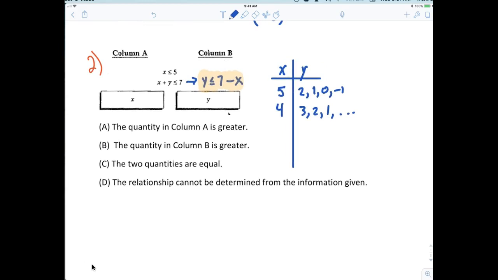Let's just do one more. If I let x be 3, then it would be what? 4, 3, 2, dot, dot, dot. That's just to get a good thought about the problems. So now, the quantity in column A, which is the what? X. You agree with that? Is greater than Y. Is X always greater than Y?